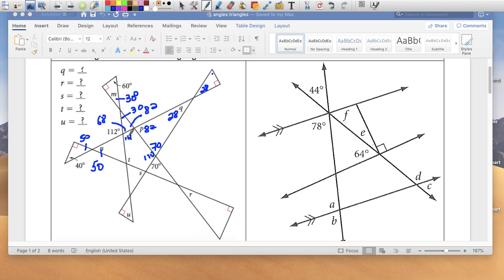Hang on a second. What number is that? Oh, 112. Why did I write 112 down? Let's erase this for a second. That's 68. So this is 68, which makes this 112. 70, 70, 70.